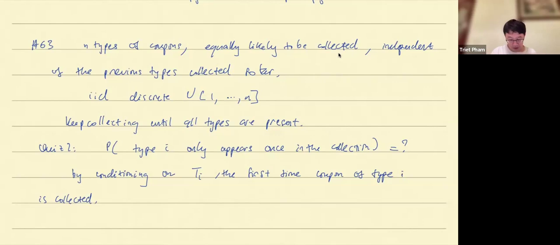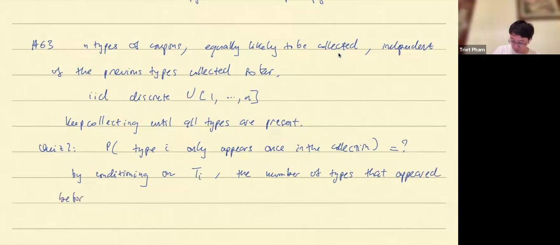Sorry, it's not the first time. When we say first time here, what we're looking for is how many coupons have been collected so far until type I appears. That's not what we're conditioning on. It's the number of types that appeared before type I is collected.